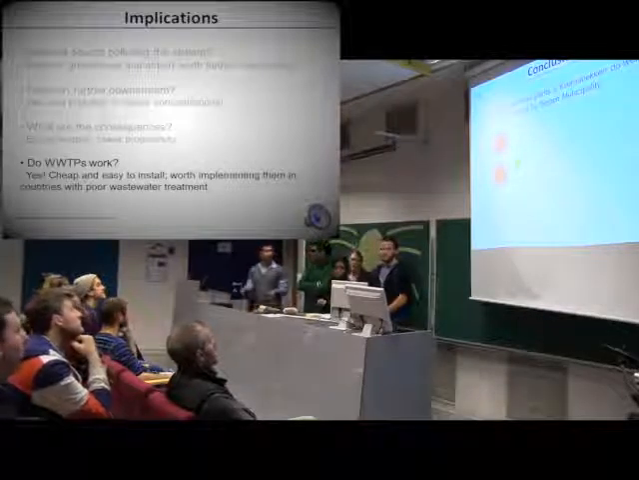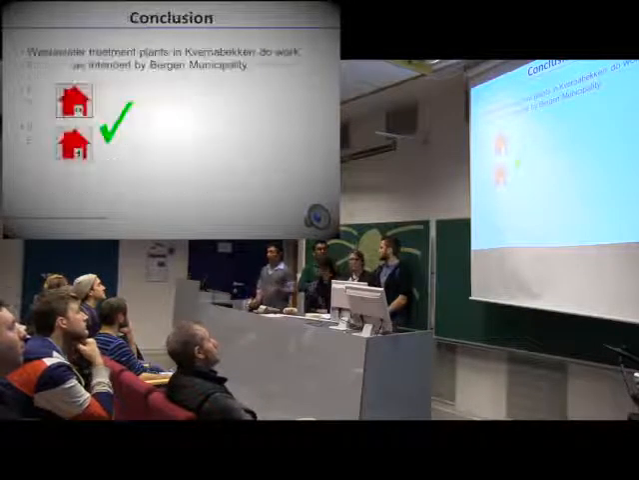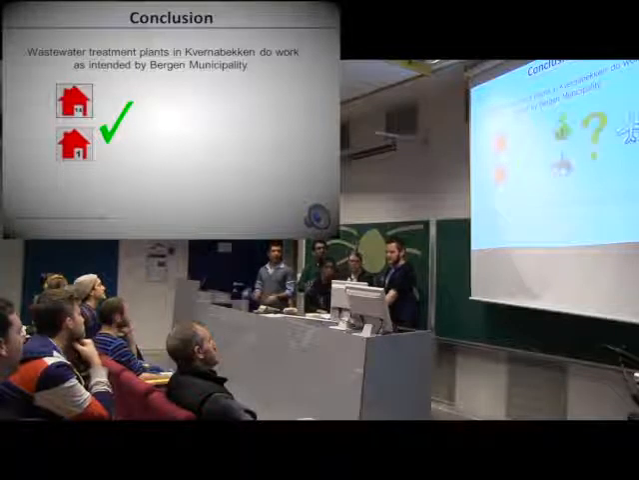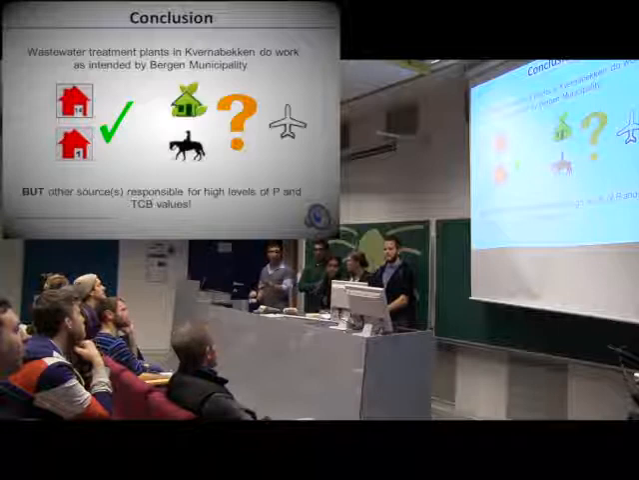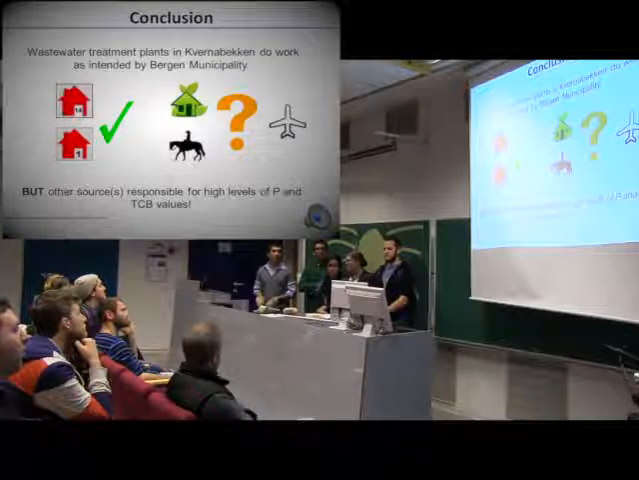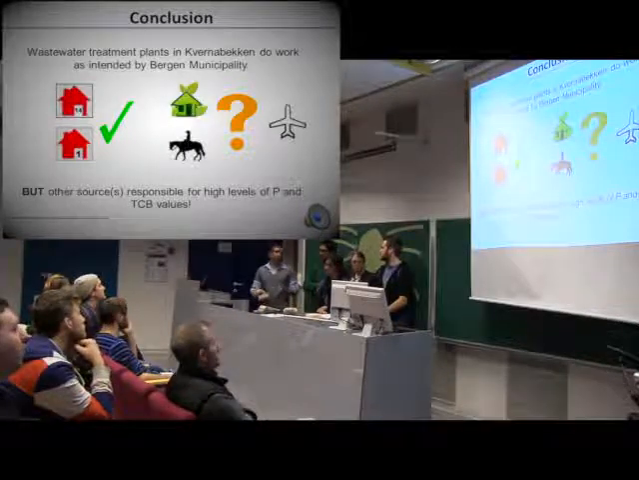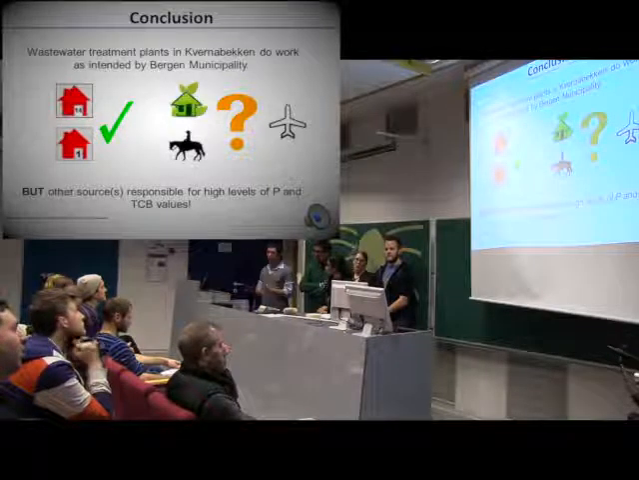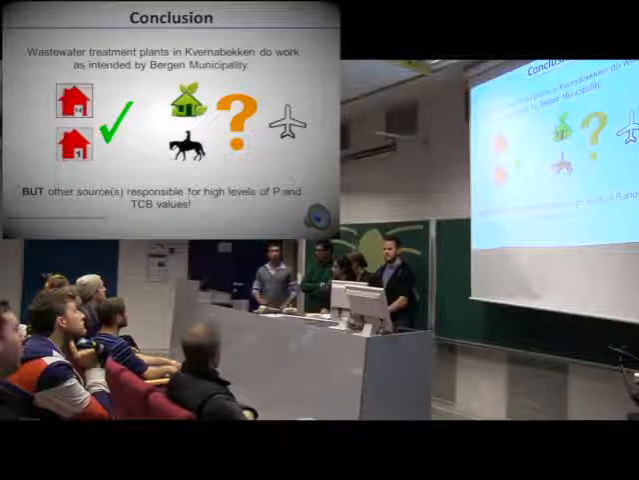So, as our conclusion, we feel that the wastewater treatment plants are working as intended by the Bergen municipality, but there are other external sources which are contributing to these high levels of phosphorus and TCB that were found to begin with. So I think it's worth future studies, and even the municipality themselves, trying to determine what's going on here, because water quality is such an important factor, especially at a site so close to the airport.